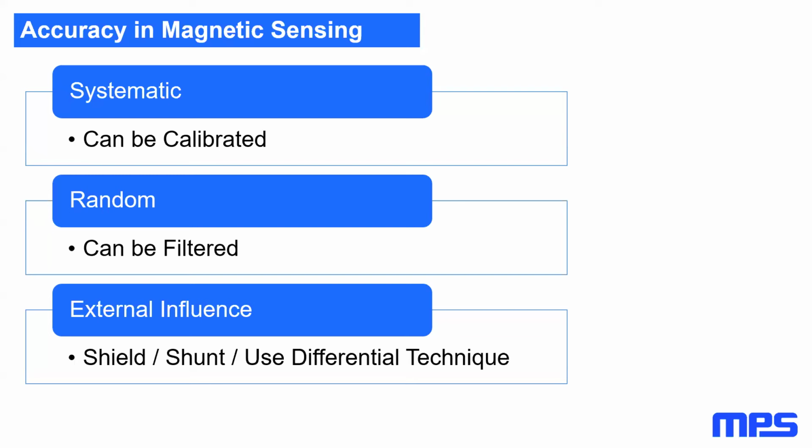So this is things that, for example, permanent magnets or high current conductors that are nearby. And for those, we typically have in the past used shields or shunts, but differential technique is a lower cost and requires no extra space. So that's what we'll be focused on today. Let's first take a look at these systematic error sources.